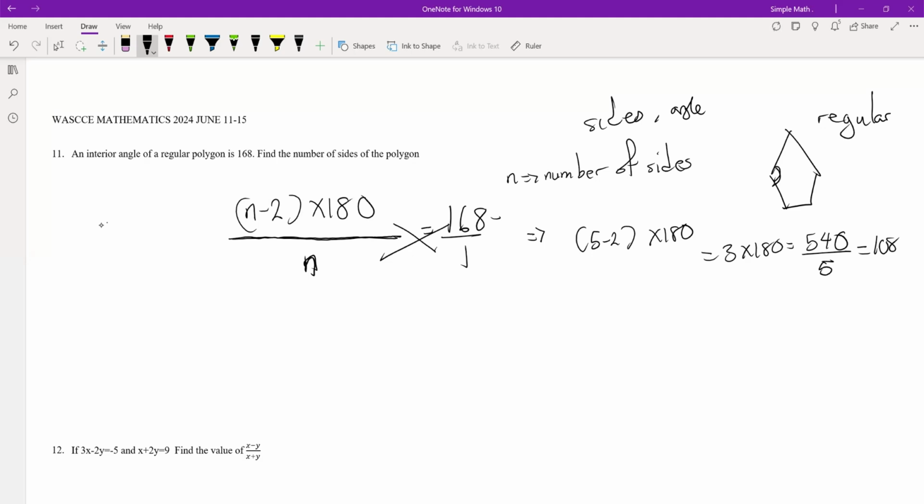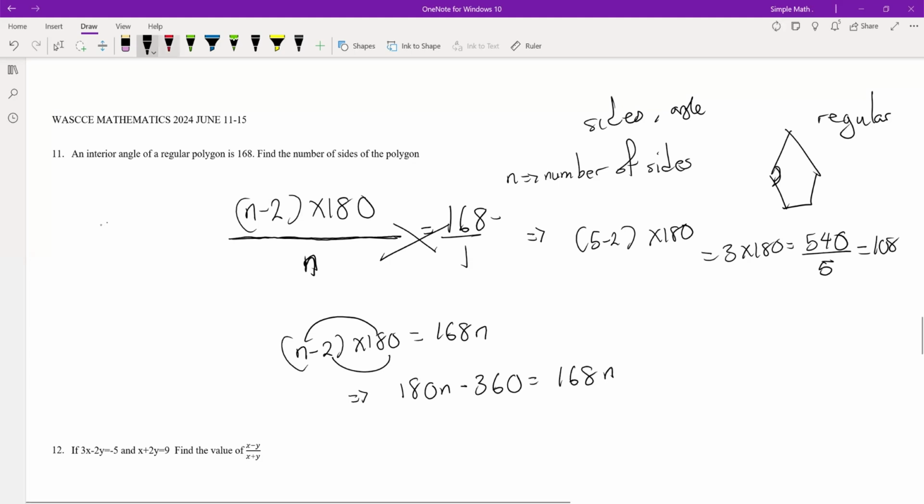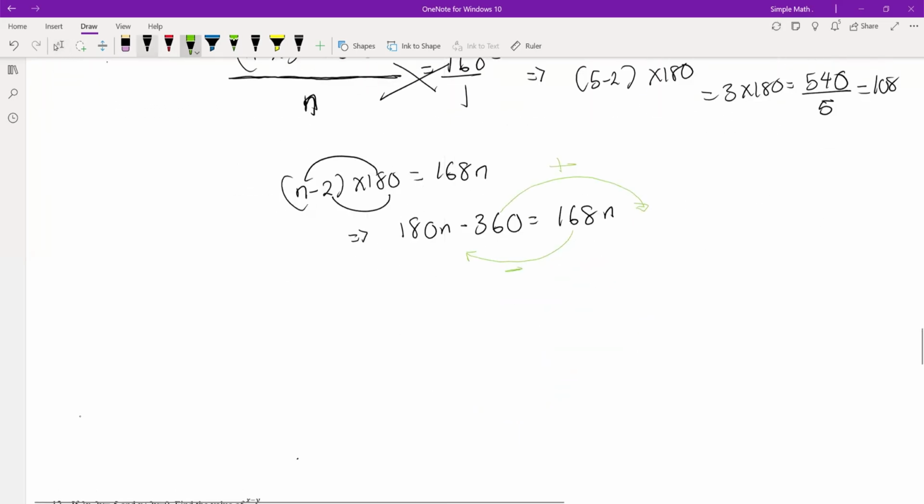Now we have n minus 2 times 180 is equal to 168 times n, which is 168n. Now we can expand this. 180 times n, that will be 180n, minus 2 times 180 is 360, is equal to 168n. Okay, we can rearrange this. We can move the 168n to the left hand side, becomes minus. Move the 360 to the right hand side, becomes a plus. And once we do that, we have 180n minus 168n is equal to 360.